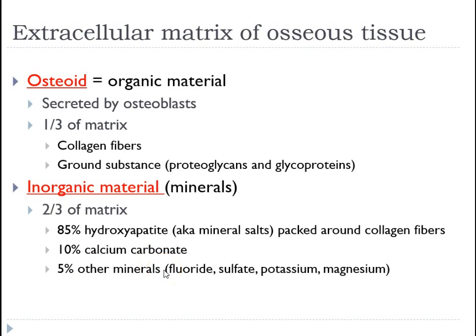And then, of course, what is bone made of? It's made of these extracellular matrices. They include osteoid, which is organic material. It's secreted by osteoblasts, and it's basically just collagen fiber and a ground substance that goes in between the material. And then we have a lot of inorganic material, which makes a lot more sense. These are going to be like calcium and minerals like sulfate and potassium and magnesium. And then, of course, we pack them around collagen fibers for that process.